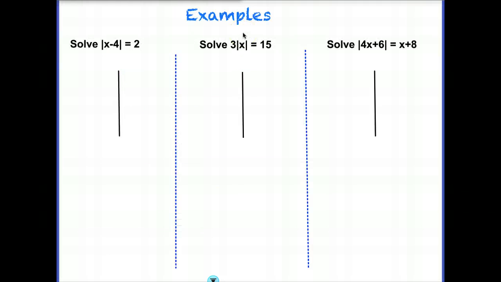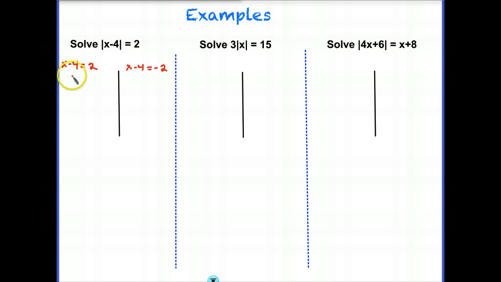Okay, so our first one, solve the absolute value of x minus 4 equals 2. Let's go ahead and do that. Well, we know we need to write it as two separate equations. Anytime you see the absolute value bars, your brain should automatically think I need to write it twice. So our first one is going to be x minus 4 equals 2. Our second one will be x minus 4 equals -2. So I've left the 2 the same, and I've changed the sign and turned it into a -2.